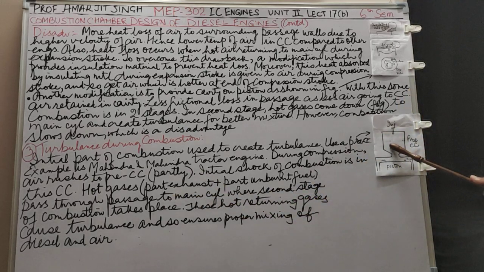This is the only part, most of it is unburnt. So this is the one which is coming down, creating turbulence and then burning off. This coming down creates turbulence, which ensures proper mixing of diesel spray and air, and proper combustion.